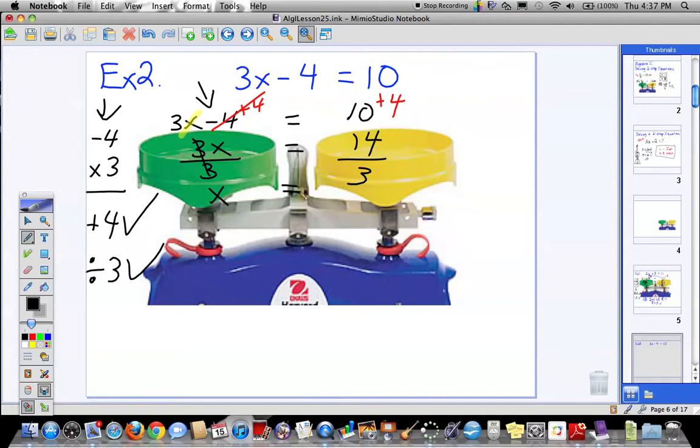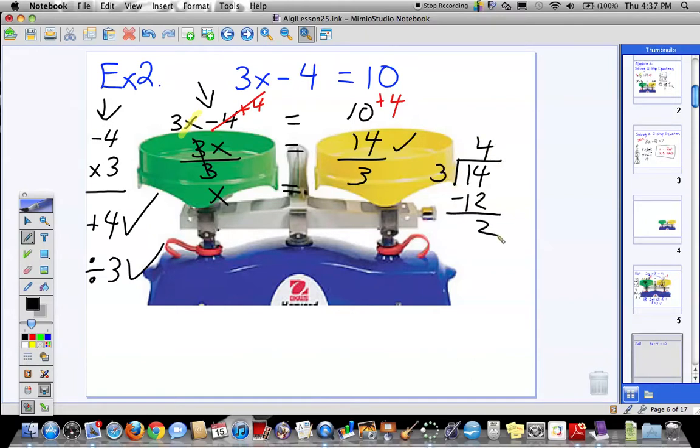Now, you can leave your answer as 14/3. You can leave it like that, because I can't simplify it. I can't divide 14 and 3 by any common factor. Now, some of you might be saying, no, it's not simplified, it's not written as a mixed number. Well, simplifying doesn't necessarily mean writing it as a mixed number. Now, we are going to go ahead and write it as a mixed number. Remember, you take top divided by bottom.